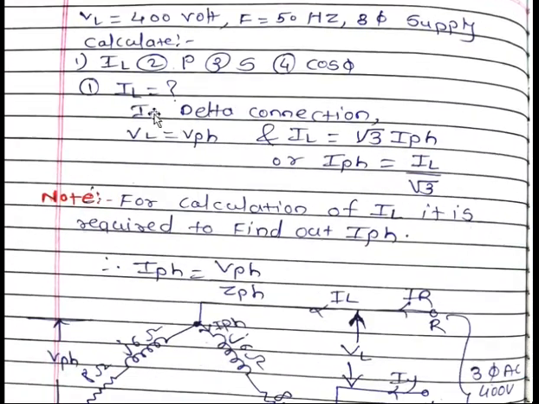Now, in delta connection, the line voltage is equal to the phase voltage and the line current is root 3 times the phase current. Therefore, the formula is also IPH is equal to IL by root 3. Note here, for calculation of IL it is required to first find the value of phase current. After that we calculate the value of line current. First is phase current and after that we calculate the line current. Now we calculate phase current IPH is equal to VPH upon ZPH.